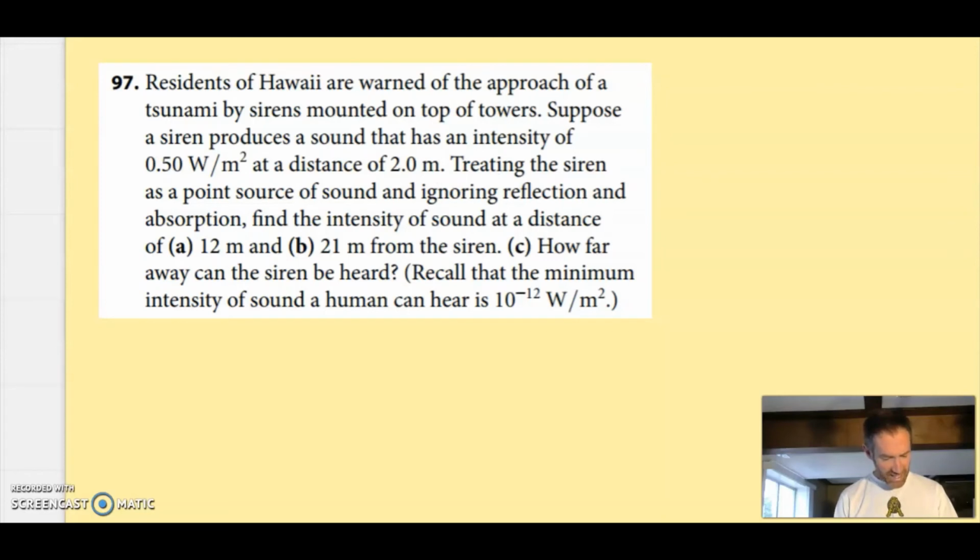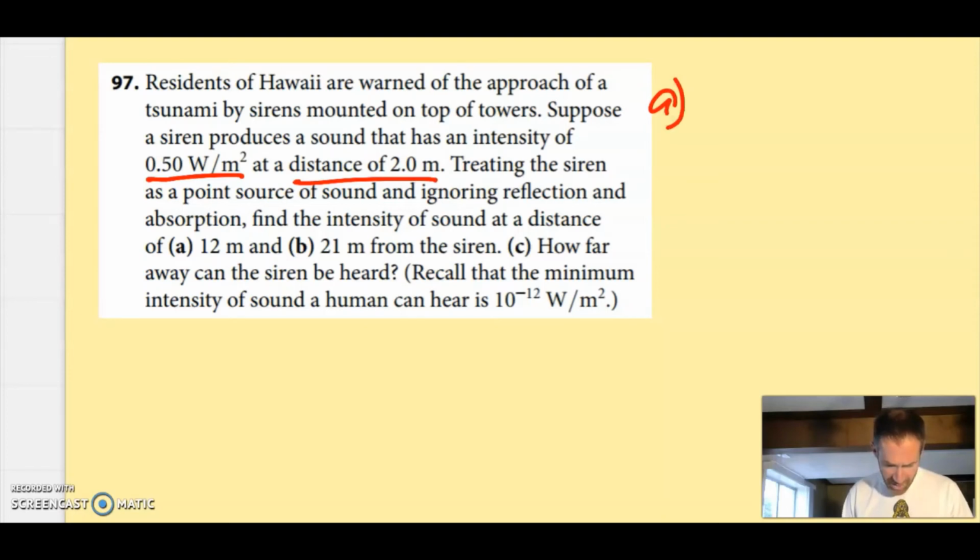Anyhow, it says treating the siren as a point source of sound and ignoring reflection and absorption, find the intensity of a sound at a distance of 12 meters, 21 meters, and then they say how far away could you possibly hear the sound. Okay, so what I did first is I said, all right, well, if they tell you what the intensity at a certain distance is, then you should be able to calculate the power for the sound. And that's how I'm going to solve part A.